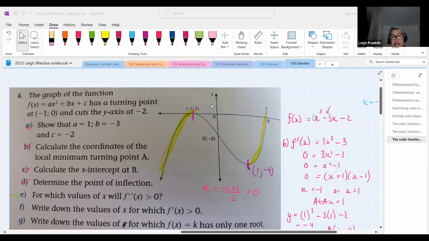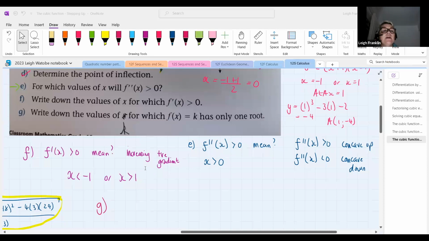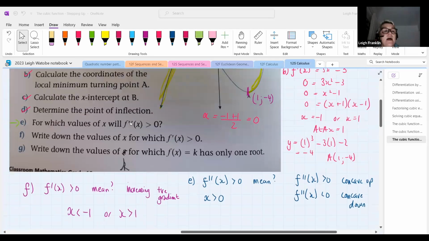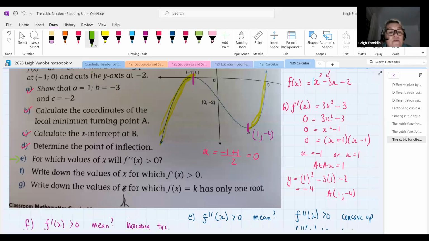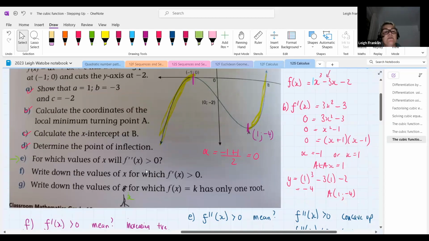So a positive gradient is where you are walking uphill from left to right. You can also write that using interval notation if you want to, but I think we're running out of time. Now, this last question is a little bit more difficult to understand. When they say for which values of, I think that was supposed to be an x, not a k. For which values of k does f of x equals k only have one root? No, I think it actually was supposed to be a k.